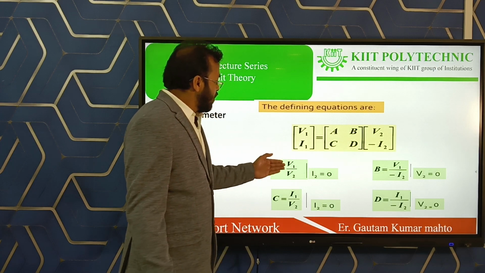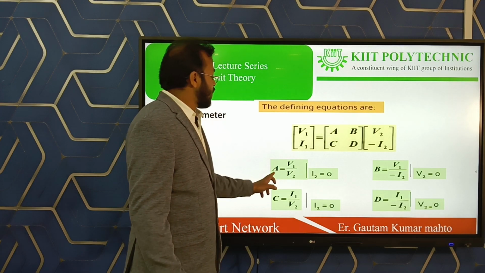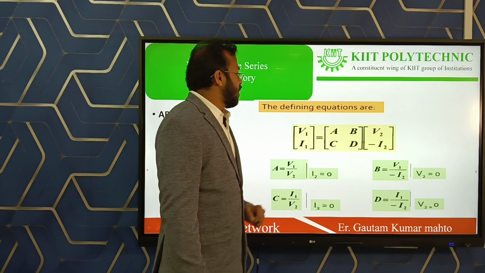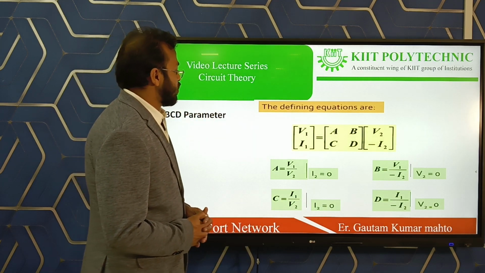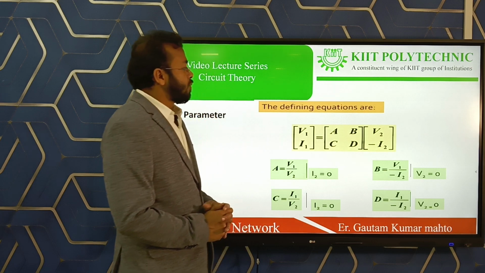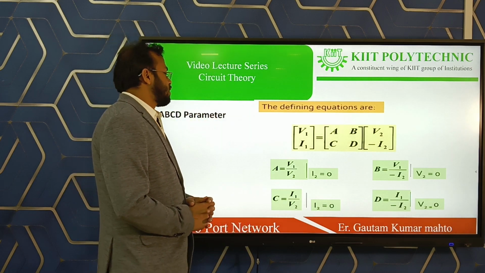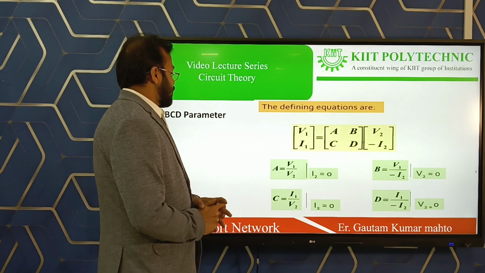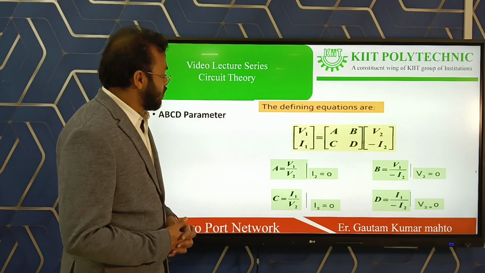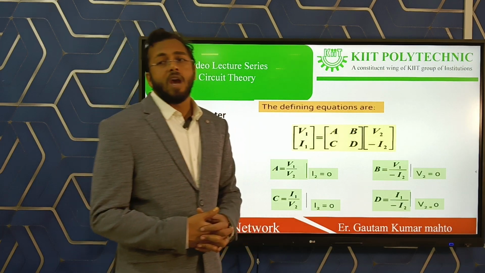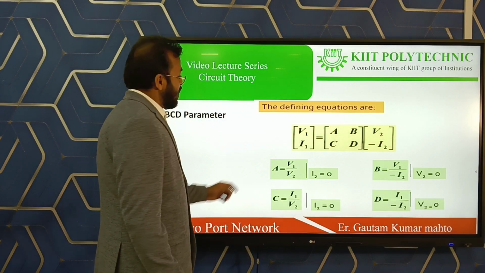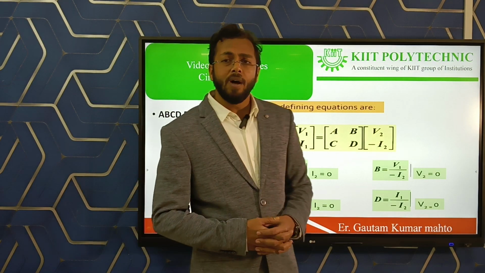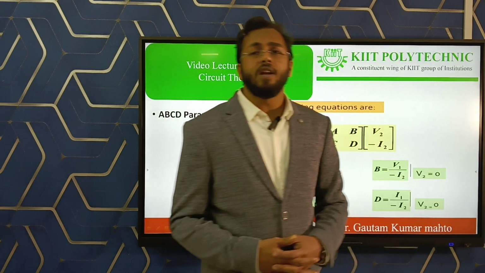So here V1 by V2, when I2 is 0, we can calculate by putting the value in the first equation. I2 is equal to 0, we can say A is equal to V1 by V2. B is equal to V1 by minus I2 when V2 is 0, and similarly I can calculate C is equal to I1 by V2 when I2 is 0, and D is equal to I1 by negative I2 when V2 is 0. When current is 0, that side is open, and when voltage is 0, that side is short.